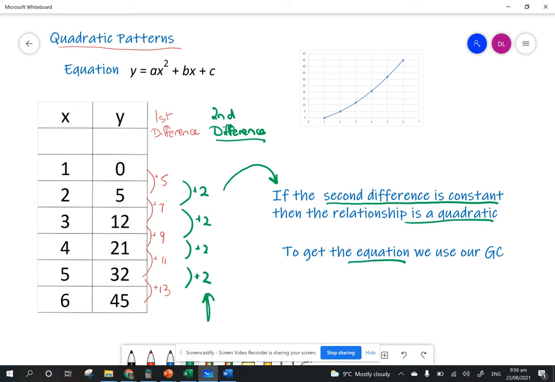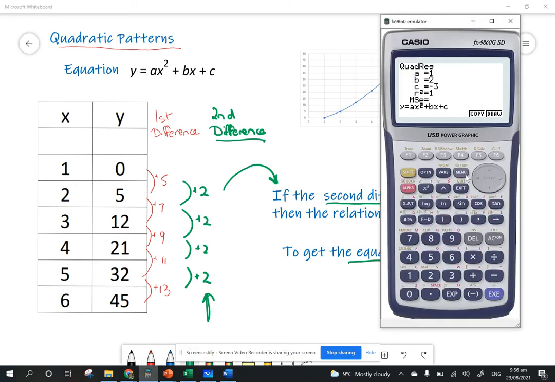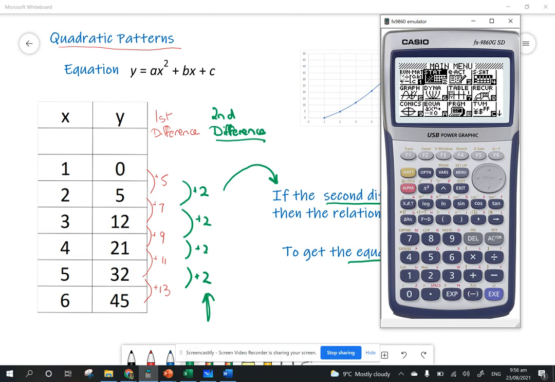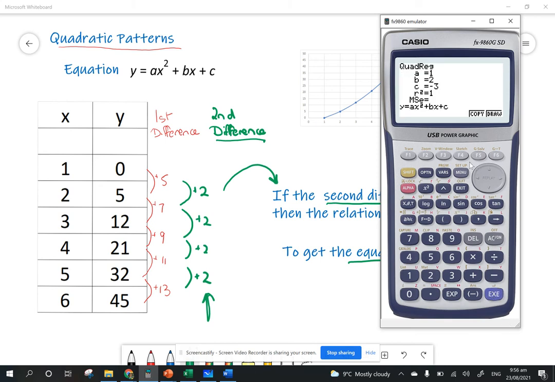How do we get the equation? We use our graphics calculator. You all have graphics calculators, so we're going to do it on there. What you do is you go into menu, and you go into stats. I've preloaded these numbers from my table: 0, 1, 0, 2, 5, 3, 12. You only need 3 points. You can put the whole lot in if you want to, but you only need 3 points.